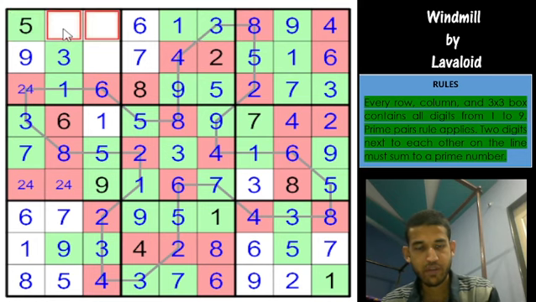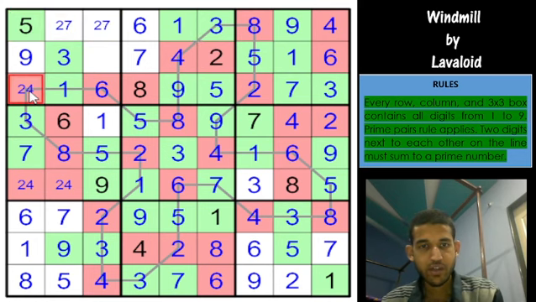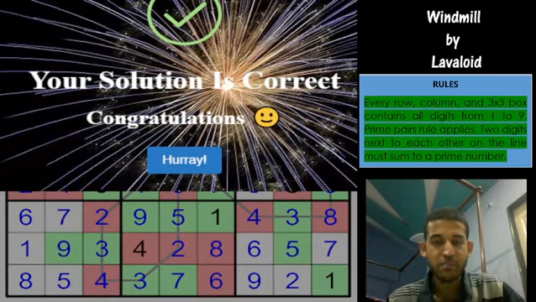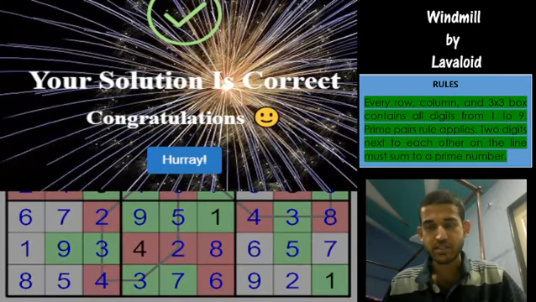So these would be a 2 7 pair. That becomes a 4 now. That becomes 4. That becomes 2. This 2 resolves this 7 2. That becomes 8. And with that we have completed this really gorgeous construction by Lavaloid.